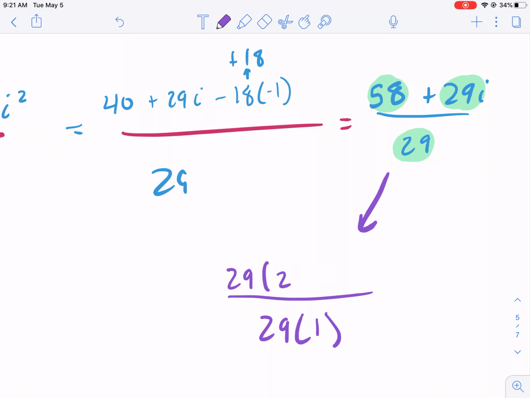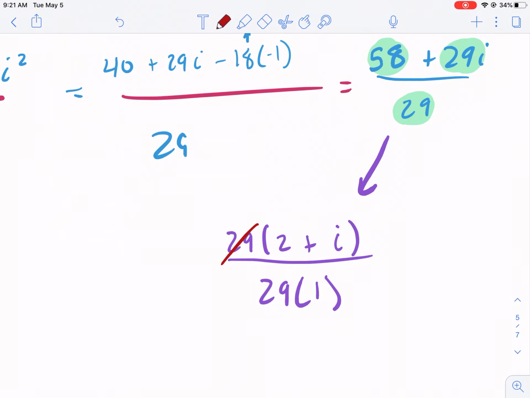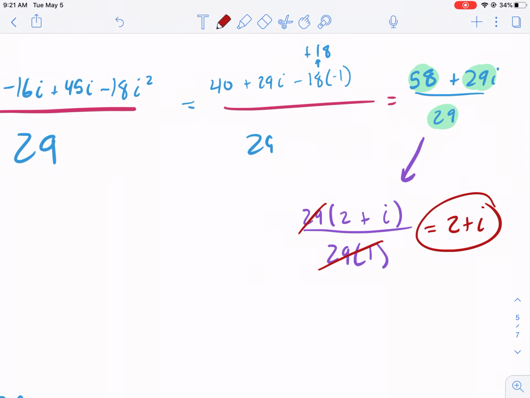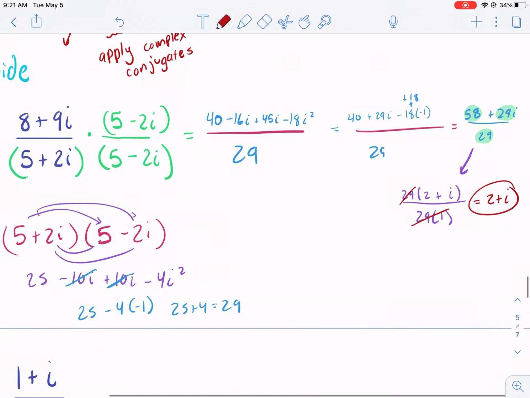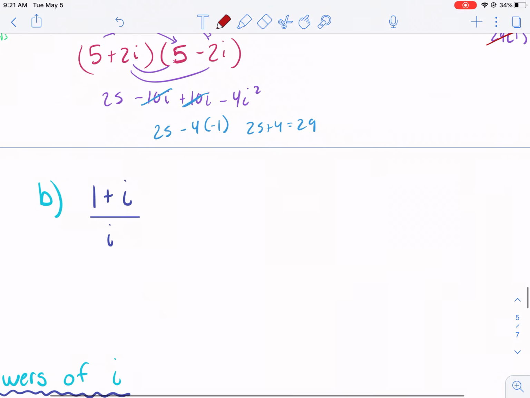So 29 times 2 gives us 58. Copy the plus sign. 29 times i gives me 29i. So what can I do here? Now that it's all multiplication, I can cancel the 29s. We're left with 1 in the bottom. We don't really need to write it. We'd get 2 plus i. That's our answer. So that's how complex conjugates really help us with division of complex numbers.